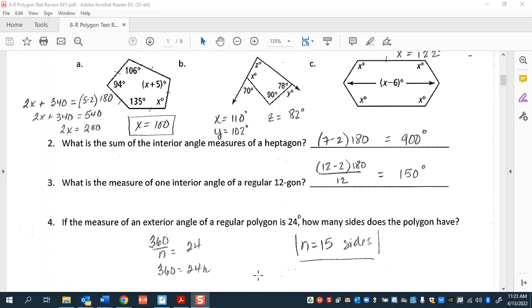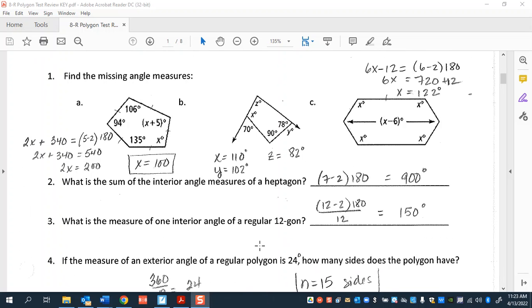So C, I knew it was a hexagon. So because it was a hexagon, I knew 6 minus 2 times 180. So I knew that there were 720 degrees of interior angles. So then that's my 720. I added 12 to each side and I divided. So my x was equal to 122. What I wrote was 1, 2, 3, 4 x's plus x minus 6 plus x minus 6. Which means I have 1, 2, 3, 4, 5, 6 x's minus 12. That's where that comes from. Okay?